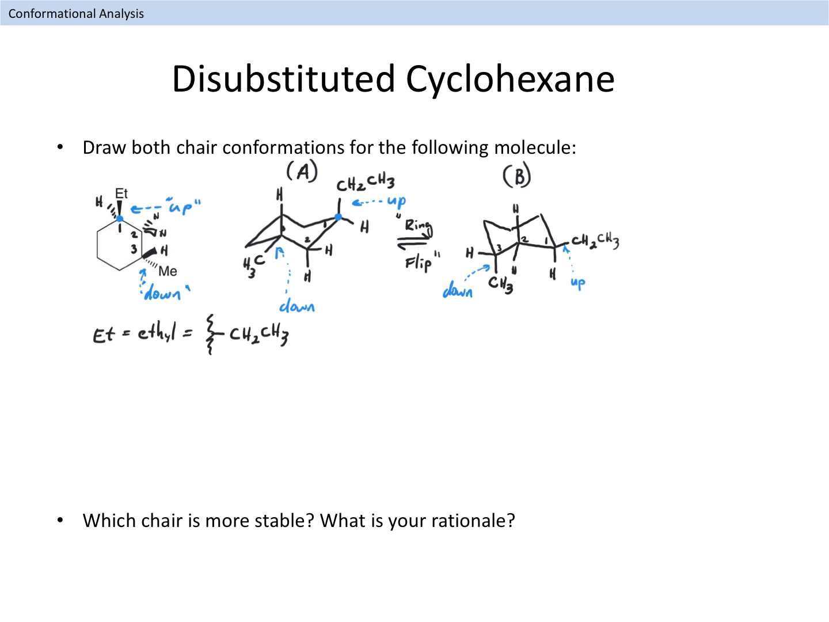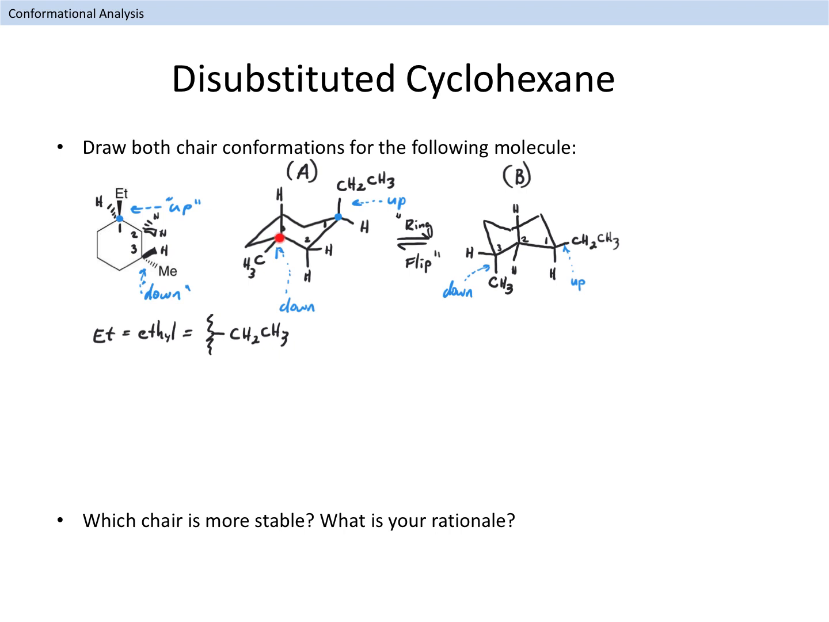In my first chair structure, for example, the ethyl group, at carbon number 1, is drawn on an axial up bond. This makes sense because it is drawn on a wedge in the flat ring structure in the example. The methyl group, however, is on a dashed bond on carbon number 3, meaning it must be pointing down on our chair structure. As a result, the methyl group is on an equatorial bond.